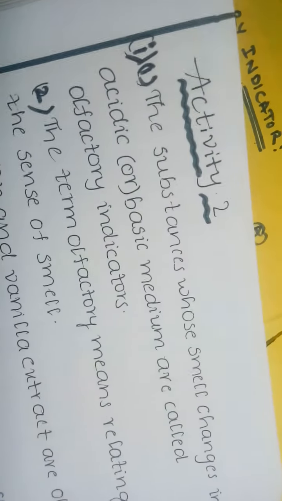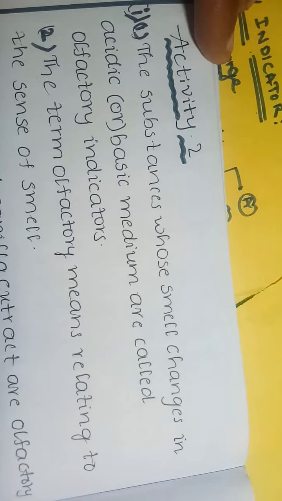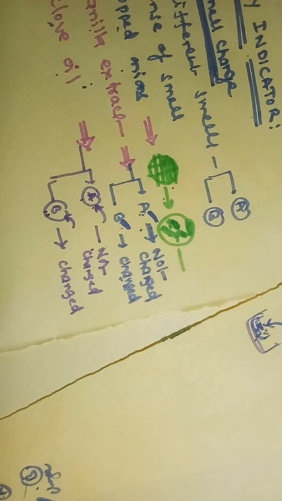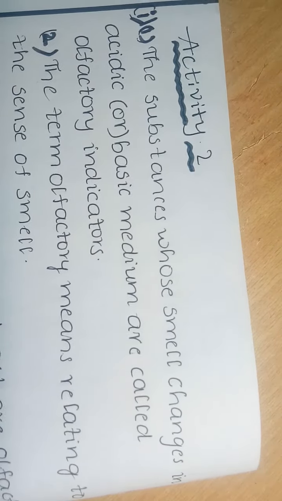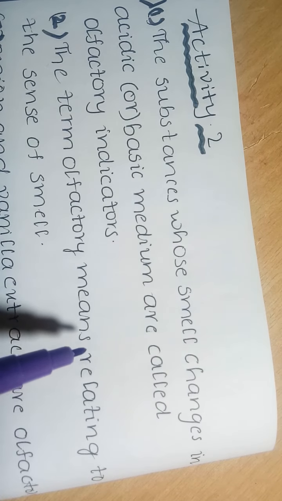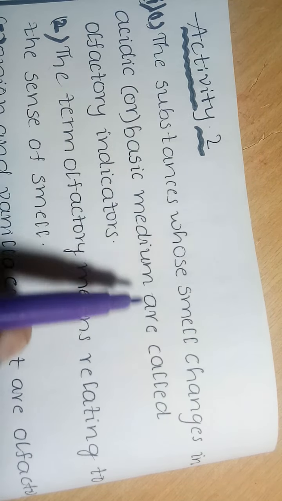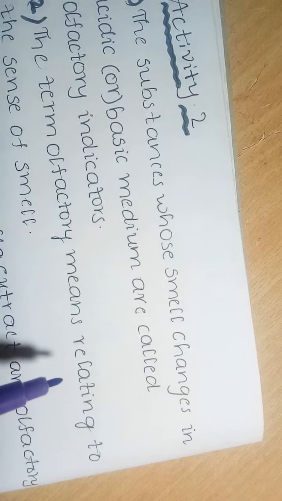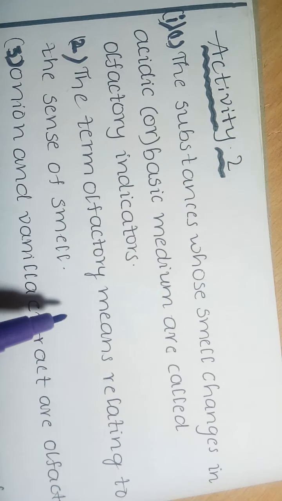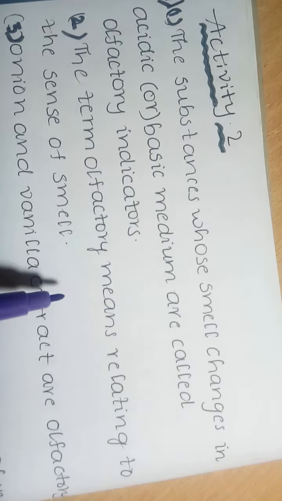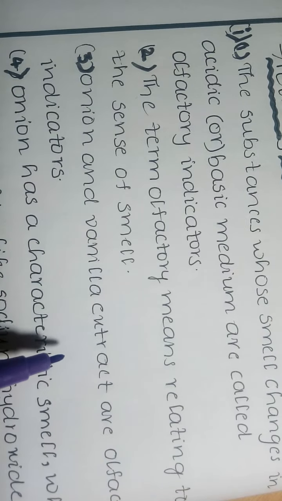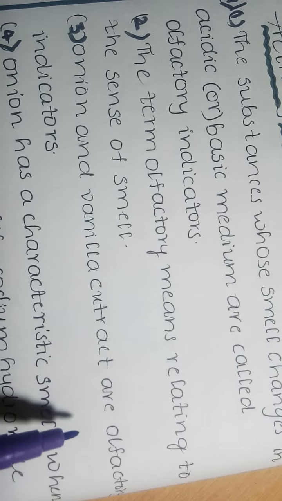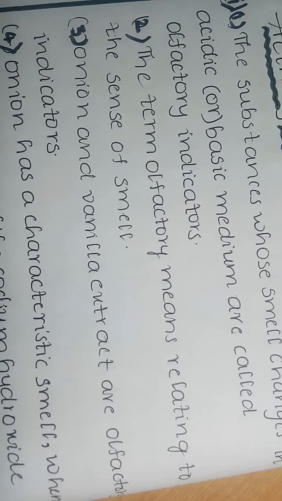Under these olfactory indicators, the substances whose smell changes in acidic and basic medium are called olfactory indicators. The term olfactory means relating to the sense of smell. Onions and vanilla extract act as olfactory indicators.